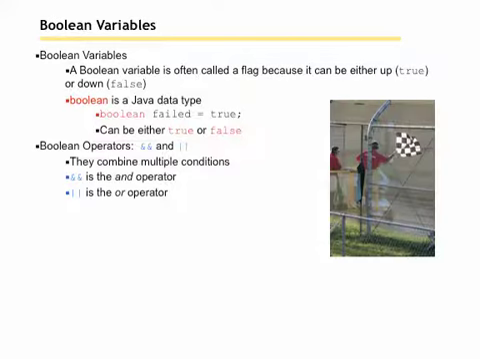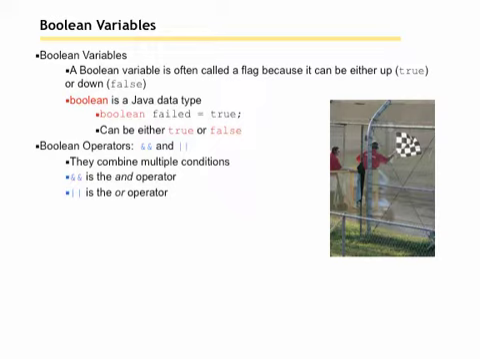I'm sorry, let me go back just for a second. When we're using the Boolean operator AND, it means both. The AND is a binary operator, meaning it has 2 operands, and the condition on the left and the condition on the right of the AND operator must both be true for the AND expression to be true.